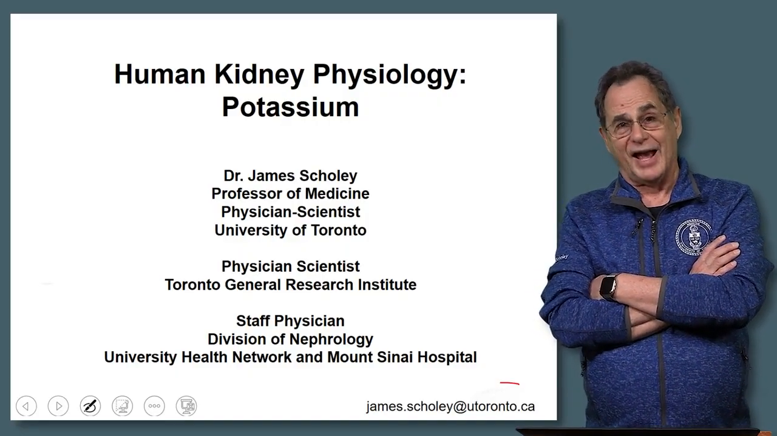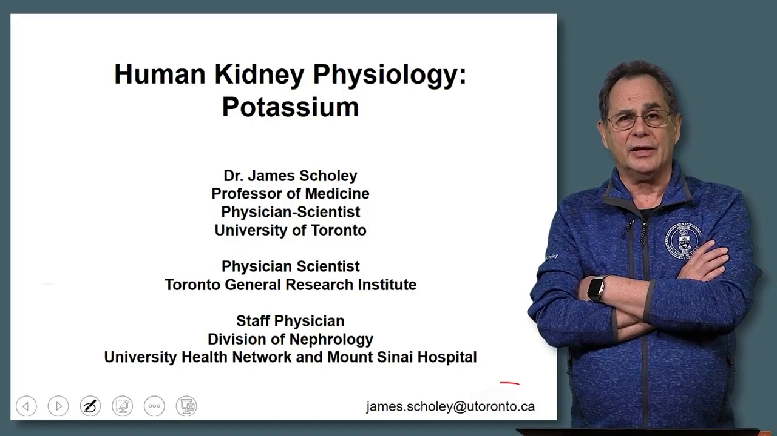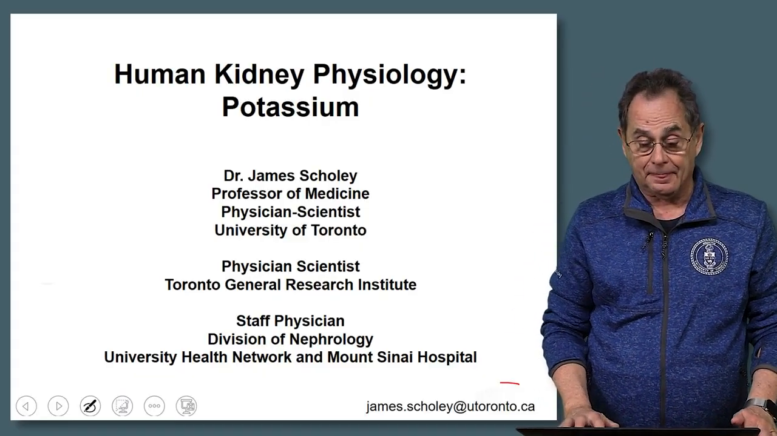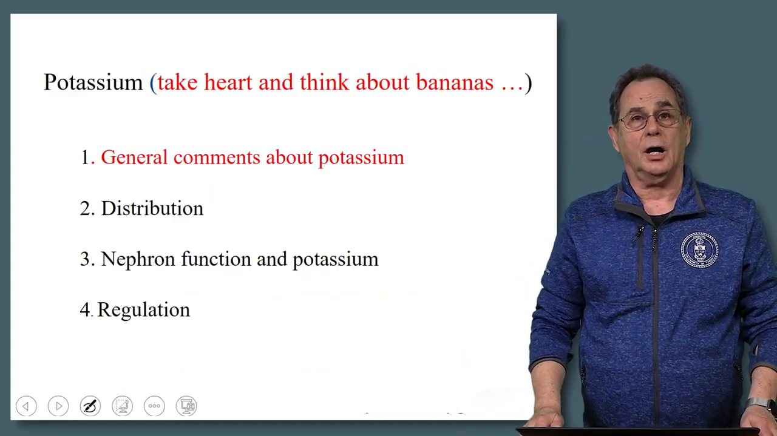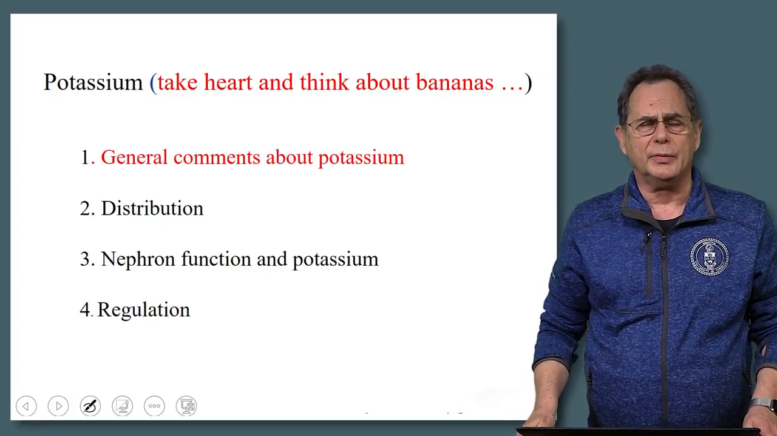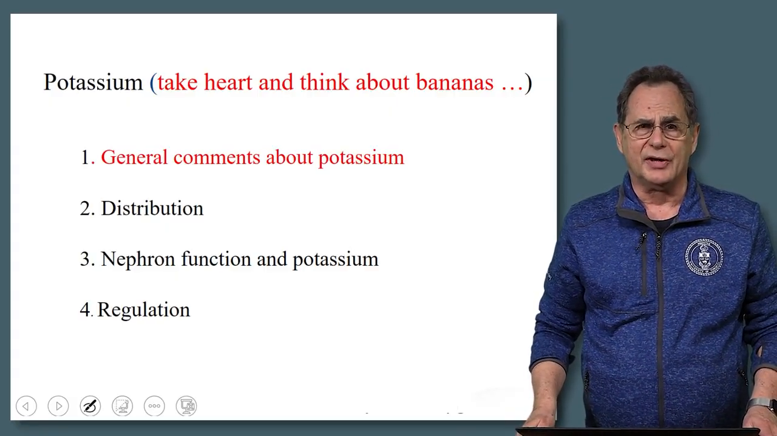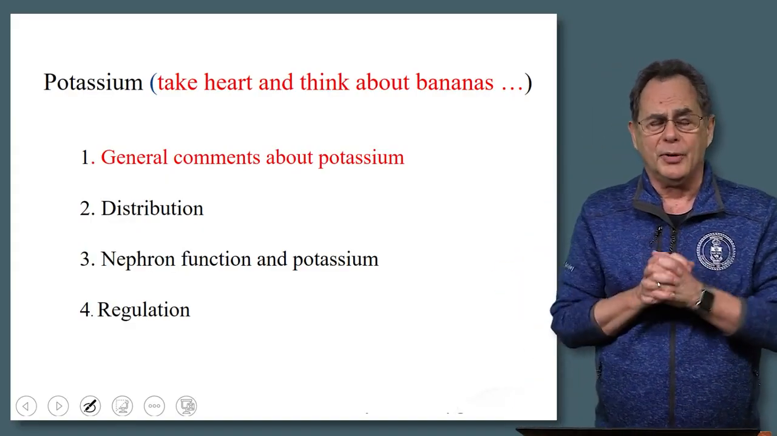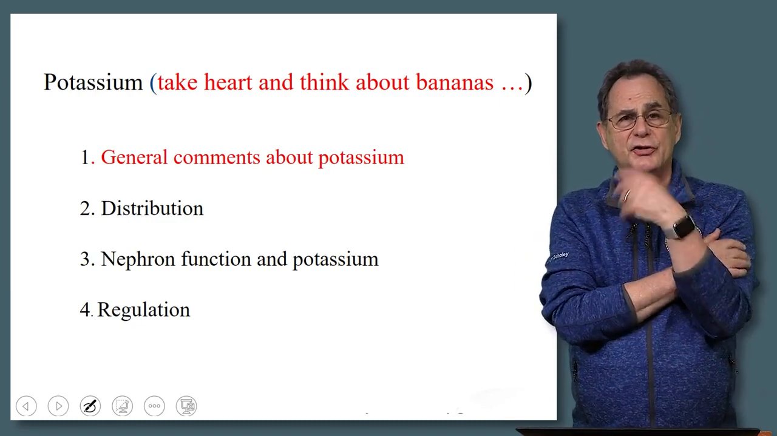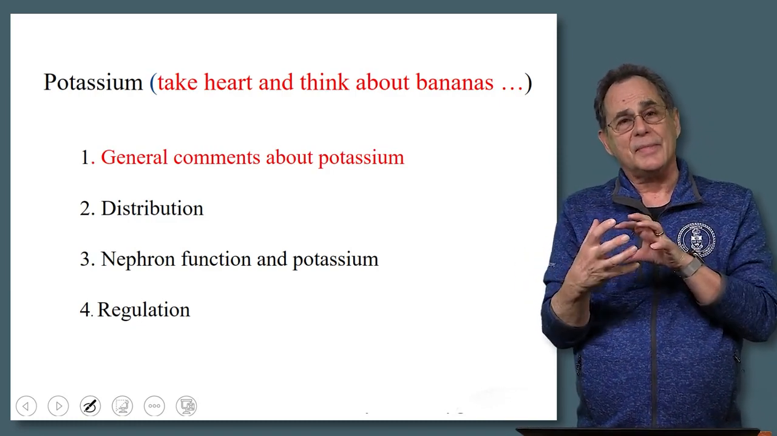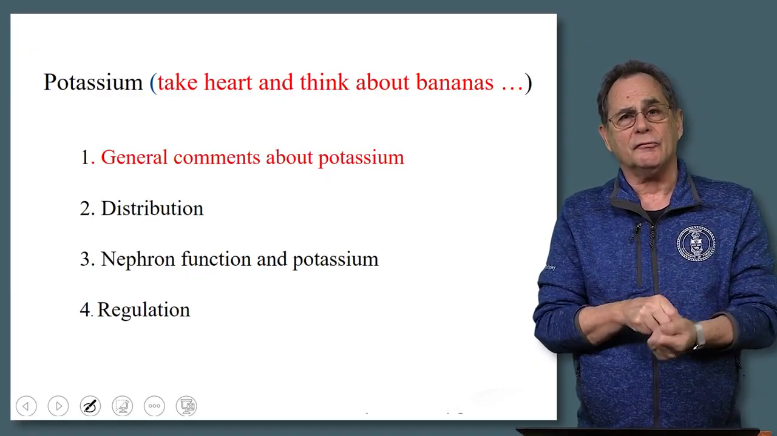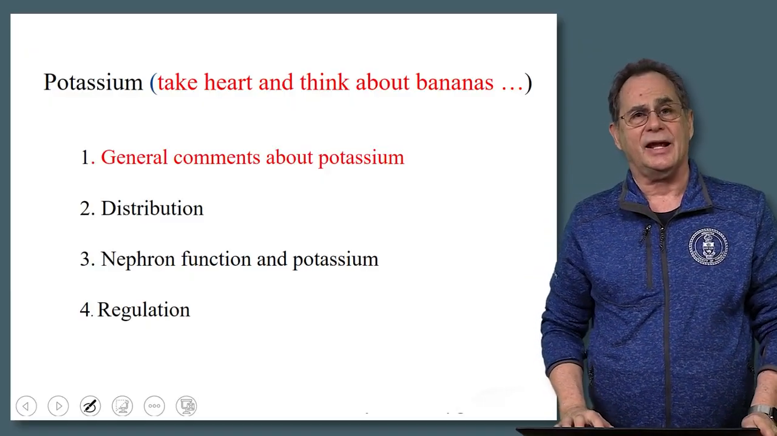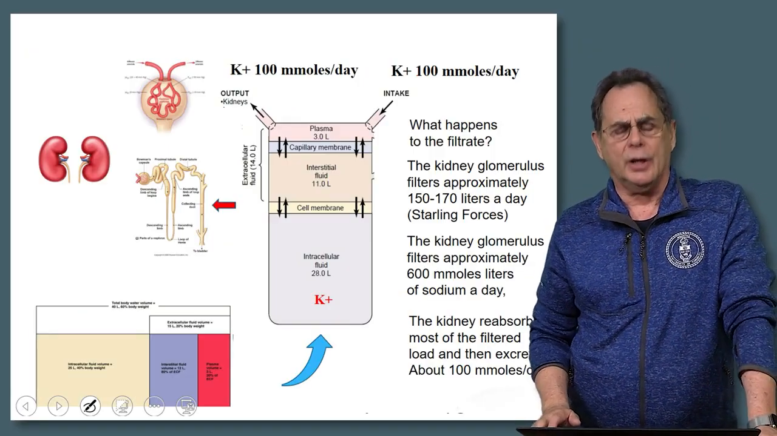Now we're going to return to potassium and talk about how the kidney handles potassium and how indeed potassium is regulated. So we'll start off with some general comments about potassium, and then we'll go on to speak about the distribution of potassium. Of course, we've already talked about how most of the potassium that sits in our body fluid compartments is within the cells. And then we'll talk about nephron function. So we'll return to that picture of the nephron, and we'll return to how the kidney handles potassium. And then at the end, we'll look at how we regulate it.